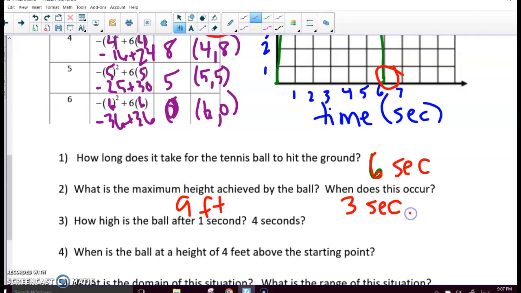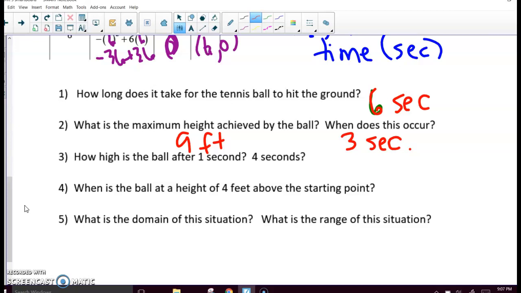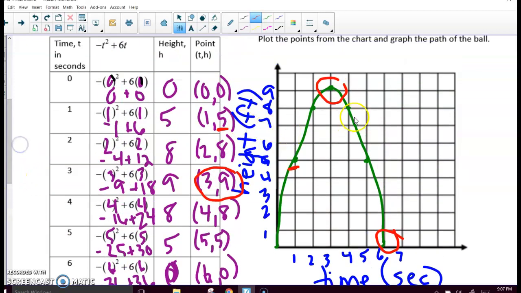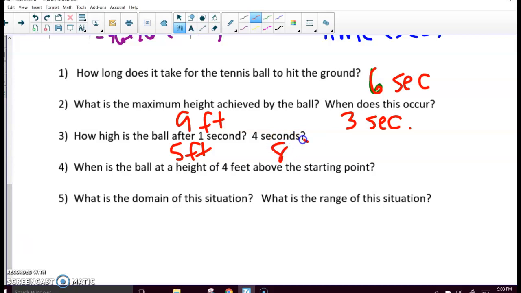Make sure you are labeling your answers. How high is the ball after 1 second? We can refer to either the graph or our table. After 1 second, the ball is 5 feet high. How about after 4 seconds? I can look at the graph or my table to see the ball is 8 feet high.